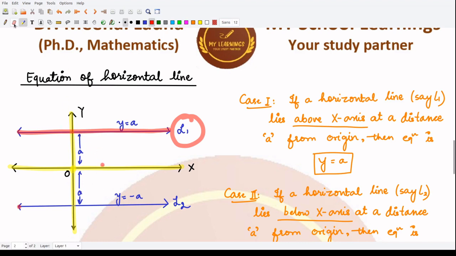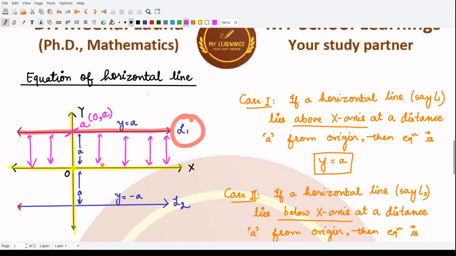So this point is A on the y-axis, right? This is the label. What is the coordinate here? The x distance is 0, and the y distance is A, right? And at all the points here you have the same distance, because the line is parallel to the x-axis, which is A. So you can write down the equation of the line, here you see a trend.